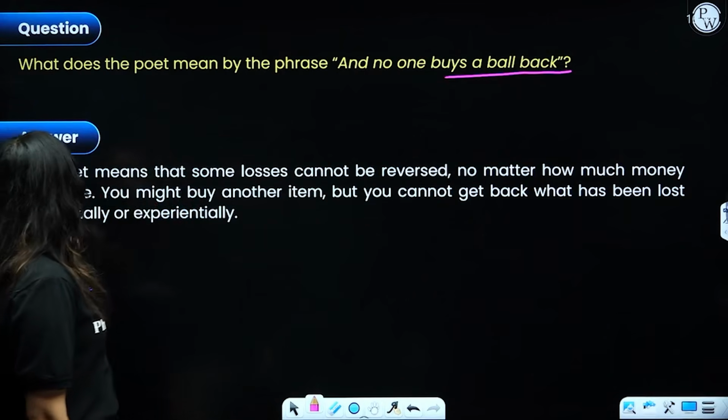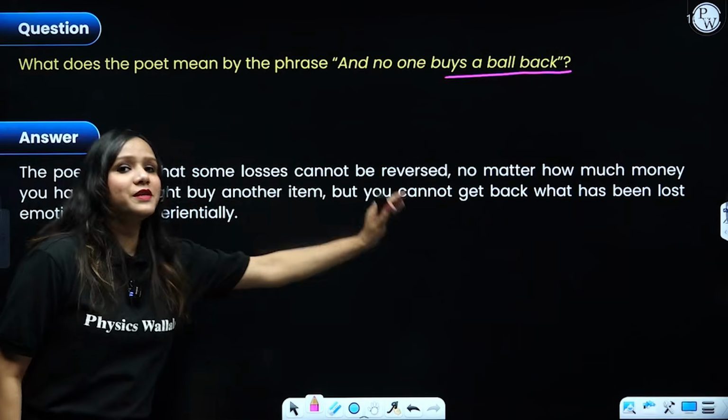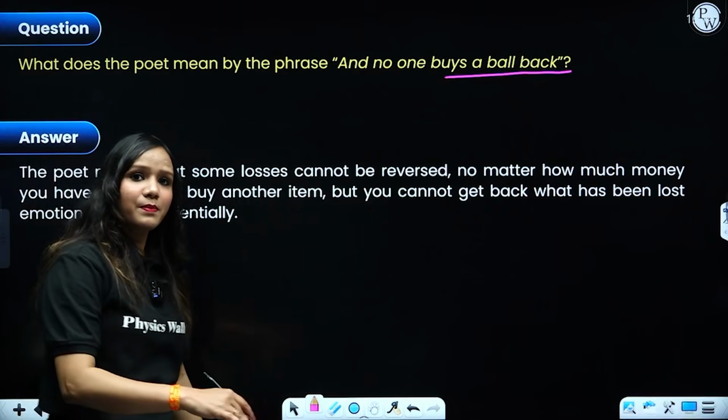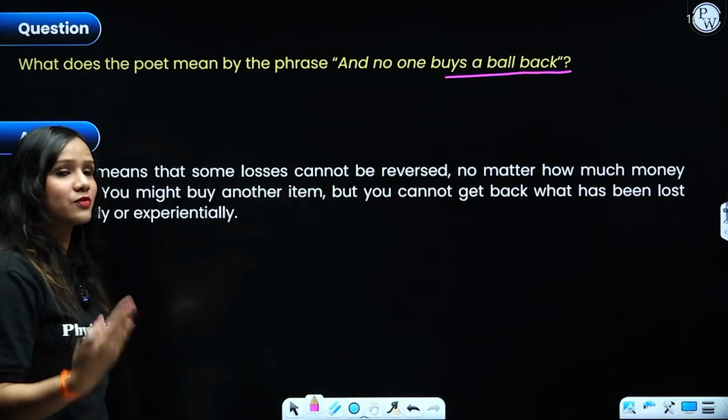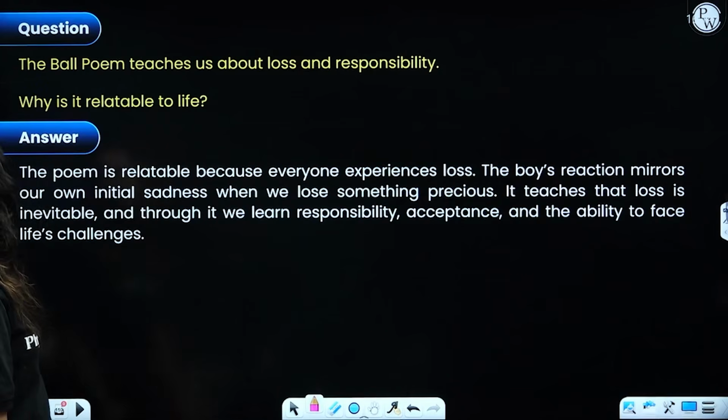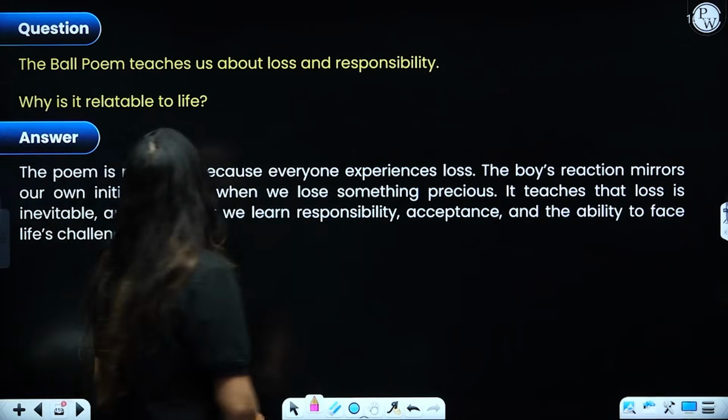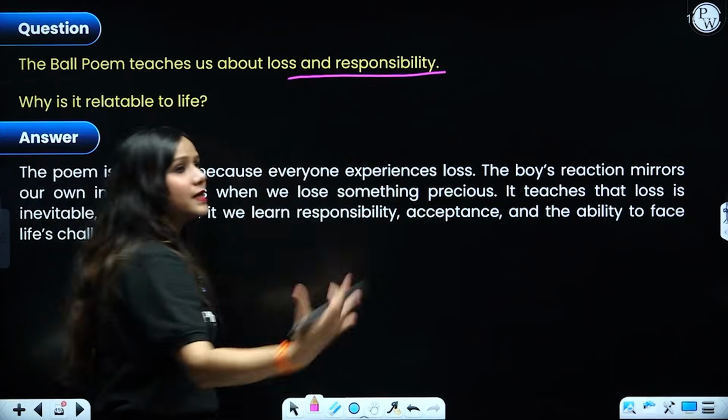So same question. The point means that some losses cannot be reversed. You can buy the same pen, but you cannot buy the same memories that were attached to the pen. Who gave it to you? What was the special occasion on which it was given? Things like that. Now, the whole poem teaches us about loss and responsibility. Why is it related to life? It is all related to life only.